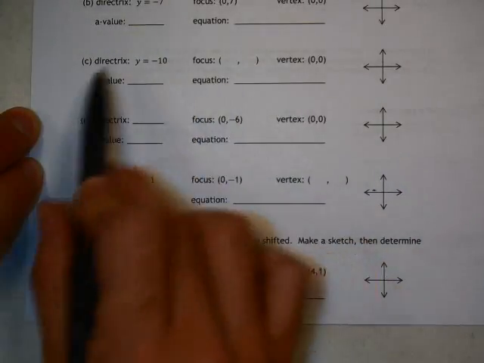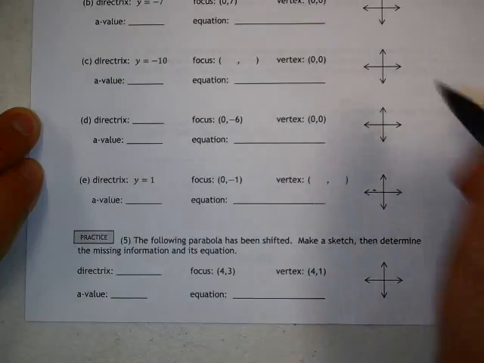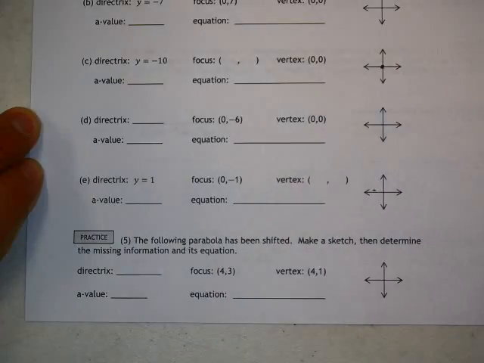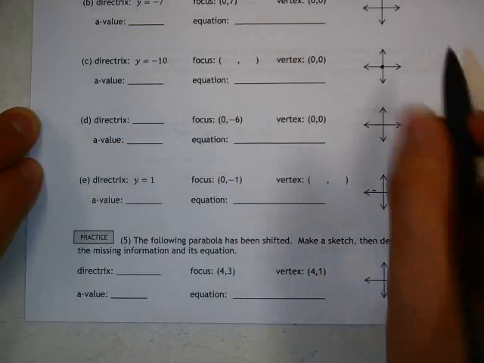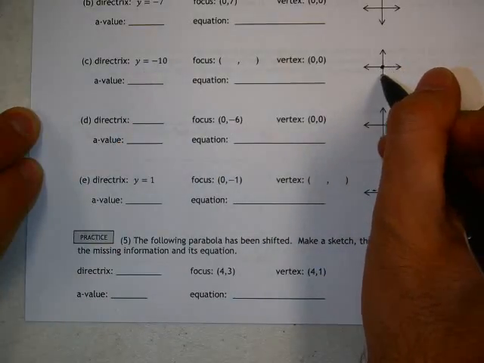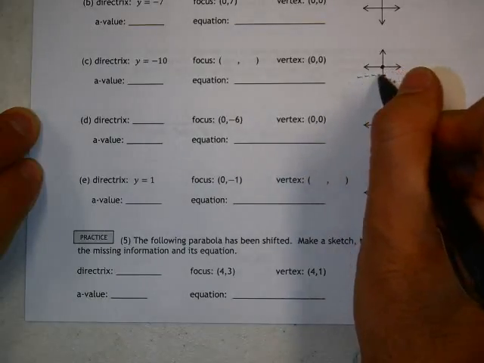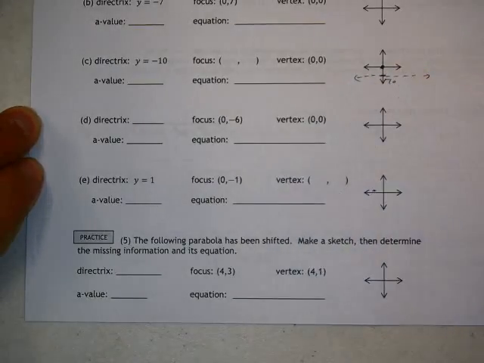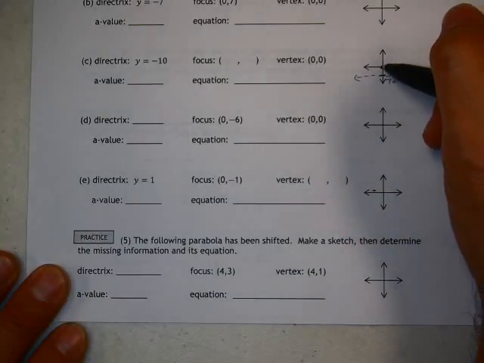So we'll start with part C, where we don't know the focus point. We do know the vertex is at 0, 0, so we'll go ahead and graph 0, 0. The directrix is y equals -10, which means -10 on the y-axis is, let's say, down there. We don't have a ton of room. And remember, the directrix is that straight line going left to right. Now we know that since the vertex is here, it's 10 units away from the directrix.